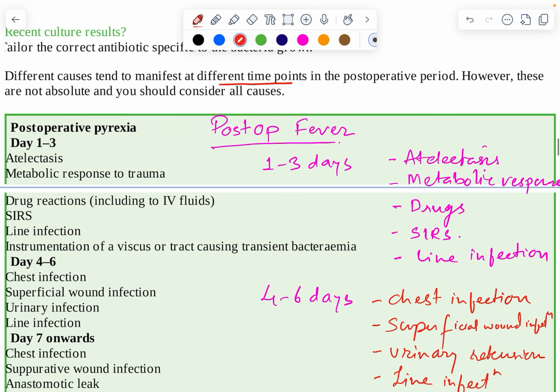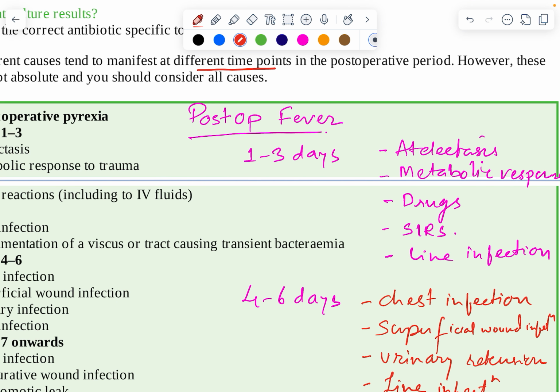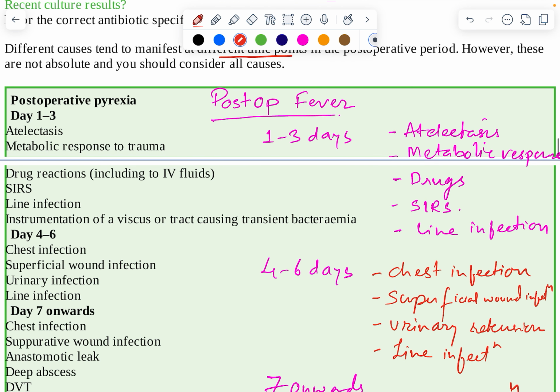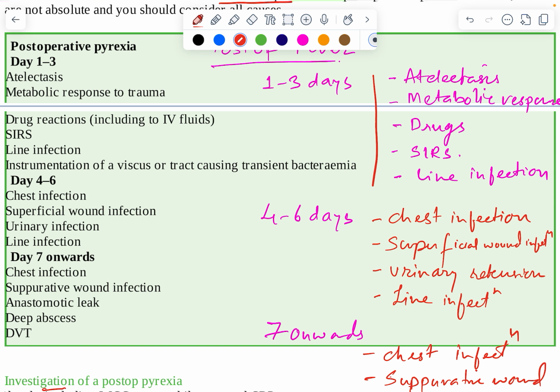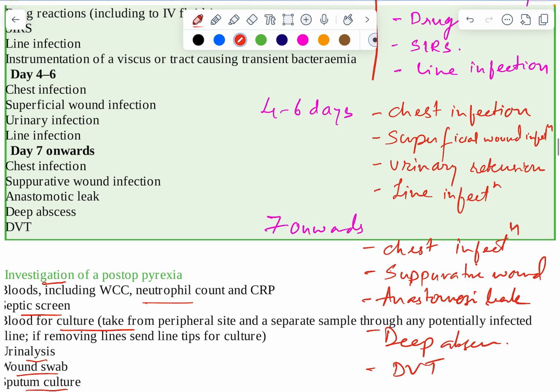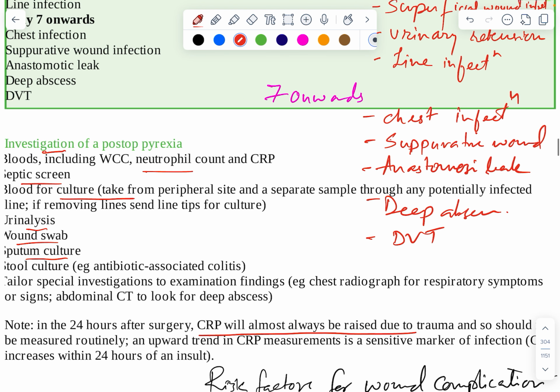On day 1 to day 3, the most common cause of fever is atelectasis, then metabolic response, drugs, systemic inflammatory response, or line infection. After 4 to 6 days, there can be chest infection, superficial wound infection, line infection, or urinary tract infection. From day 7 onwards there can be chest infection, anastomotic leak, deep vein thrombosis, or deep abscesses.